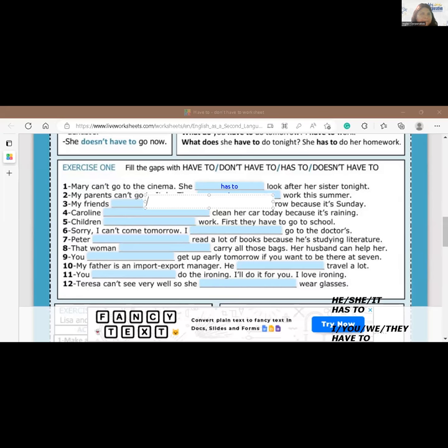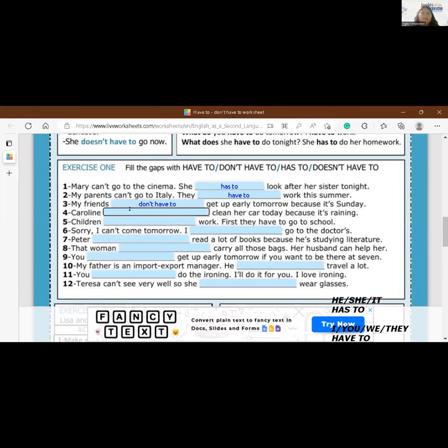Okay, number three, volunteer number three. My friends have to get up early tomorrow because it's Sunday. Read the context. My friends have to get up early tomorrow because it's Sunday. Doesn't have to. They have to. Don't have to. Okay, perfect. They don't have to get up early tomorrow because it's Sunday.